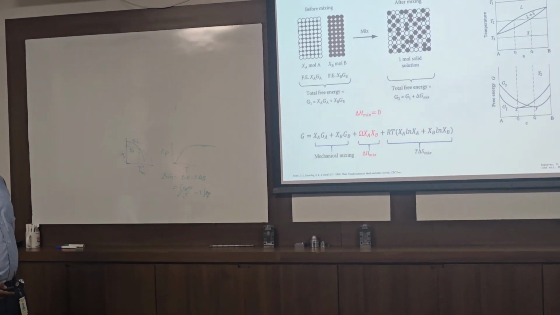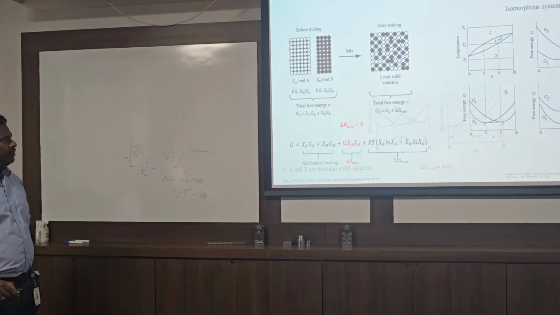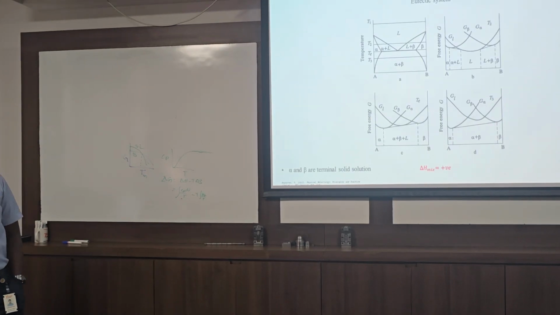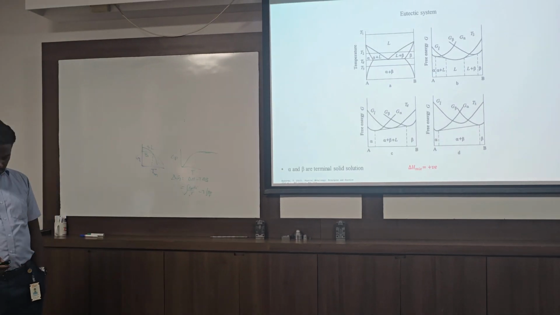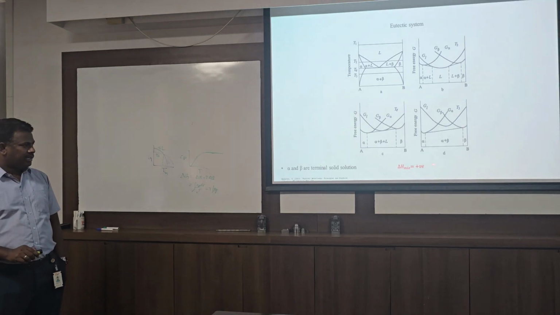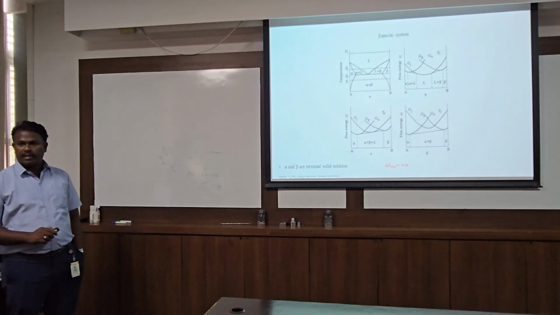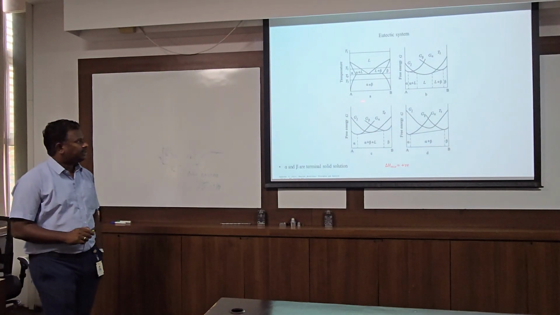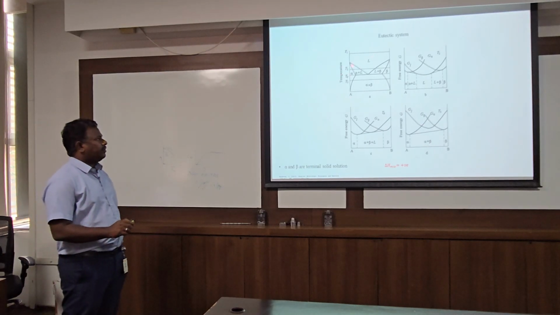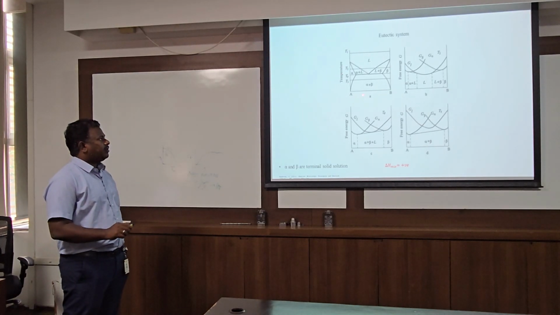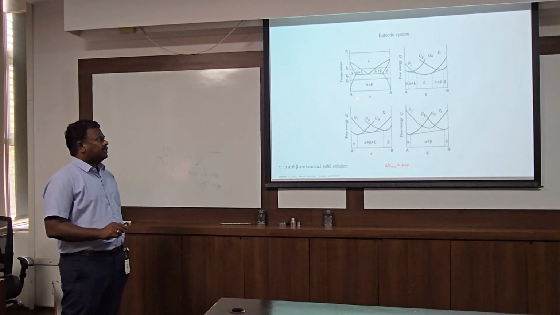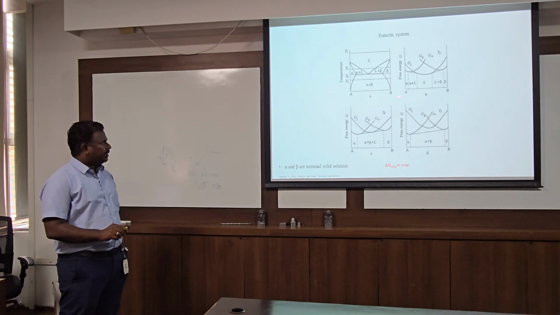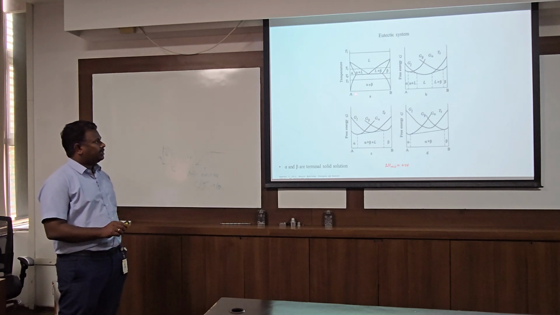So as of now we have seen the isomorphous system. Now we will go to the eutectic system. So when can a eutectic form? Whenever the free energy of mixing is positive, at that time eutectic can form. So this is the typical phase diagram of a eutectic system. Just hypothetical, you see these A and B atoms, sorry, different components.